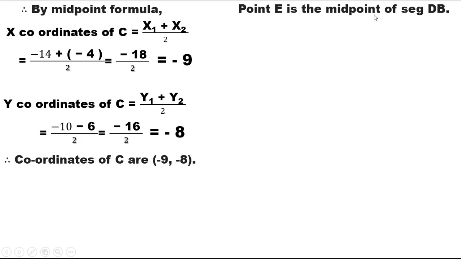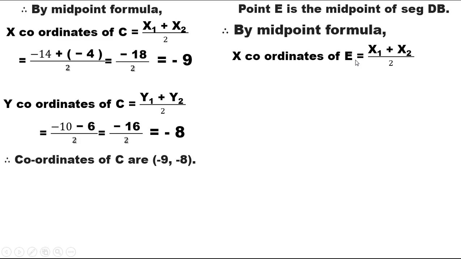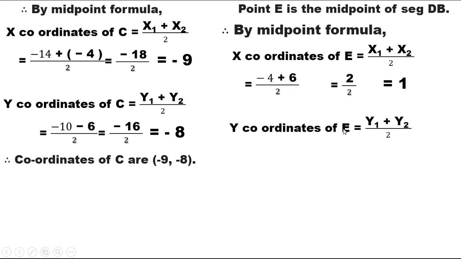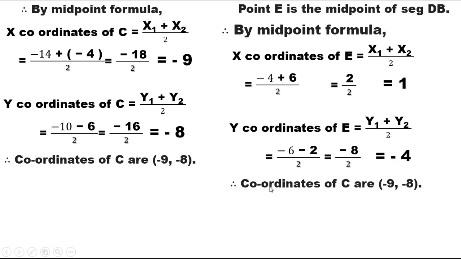The point E is the midpoint of the segment DB. By midpoint formula, x coordinate of the E is equal to (x1 plus x2) divided by 2. (Minus 4 plus 6) divided by 2. 2 upon 2 is equal to 1. Y coordinate of the E is equal to (y1 plus y2) divided by 2. (Minus 6 minus 2) divided by 2. Minus 8 upon 2 is equal to minus 4. The coordinates of the E are 1 and minus 4.